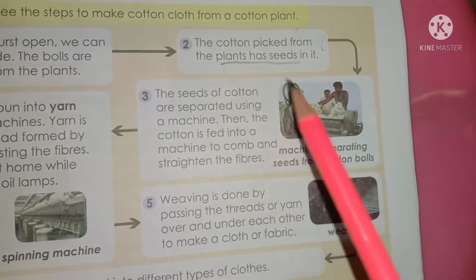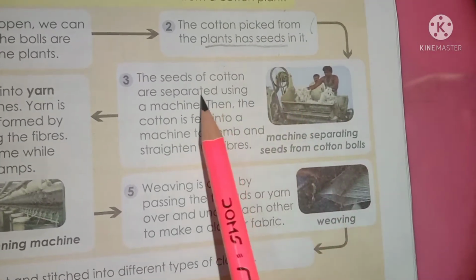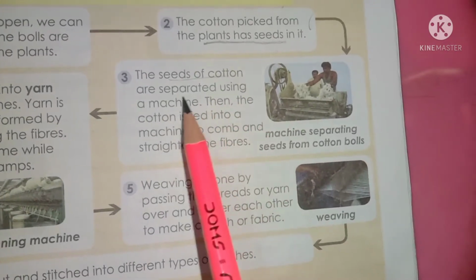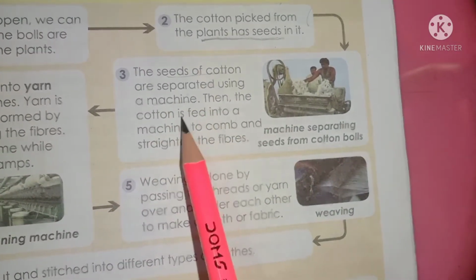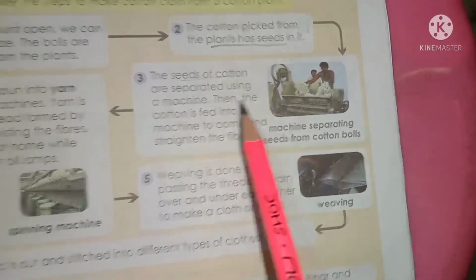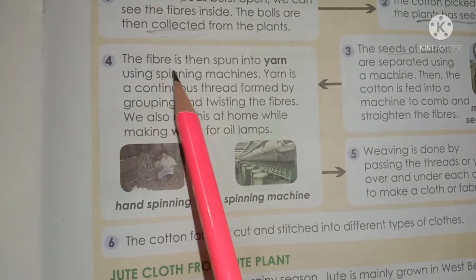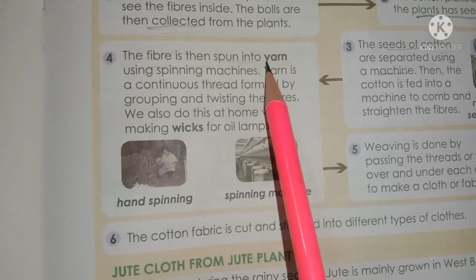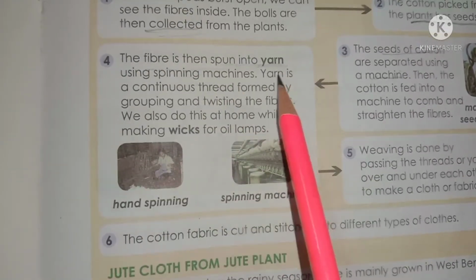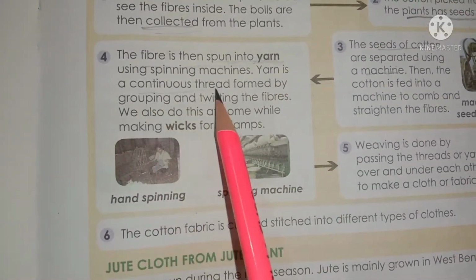Before, they were removing the seeds by hand. Now, the seeds from the cotton plant are separated using machines. Next, after separation of the seeds, the fiber is spun into yarn using spinning machines. Yarn is nothing but a continuous thread.